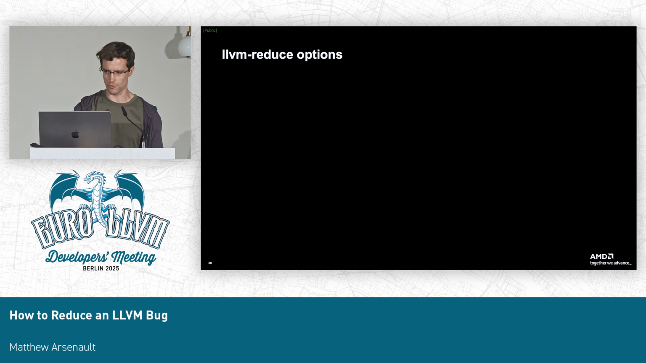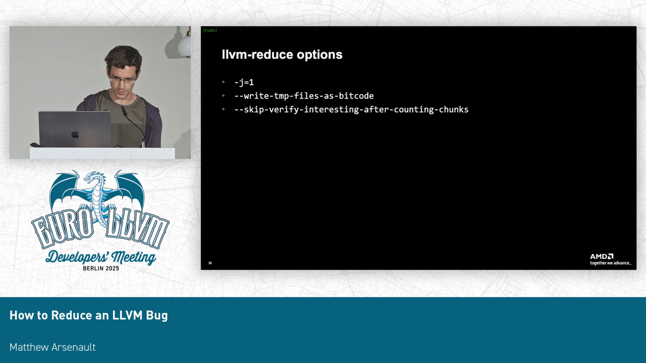llvm-reduce also has a variety of more mechanical options. We do have the parallel enable or disable option for the number of threads. This does happen to work around some bugs. It also does, by default, try to do everything in terms of the original input format, but we also have this write temp files as bitcode option, which can work around some other bugs. We also have this other option, which cuts down the number of times the interestingness script runs slightly, at the expense of losing a warning that your test case is flaky. If you do have a flaky test case, it should get you somewhere, but it will be less reliable. You might need to do more in that case.